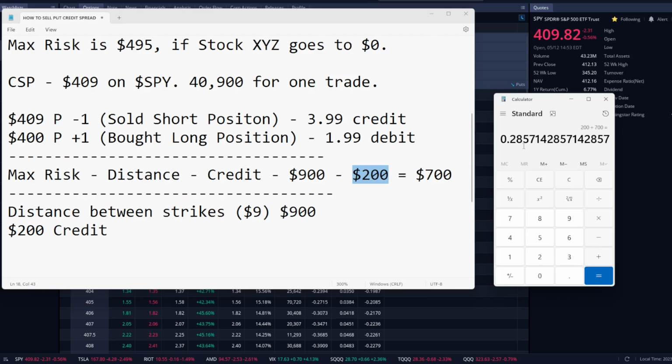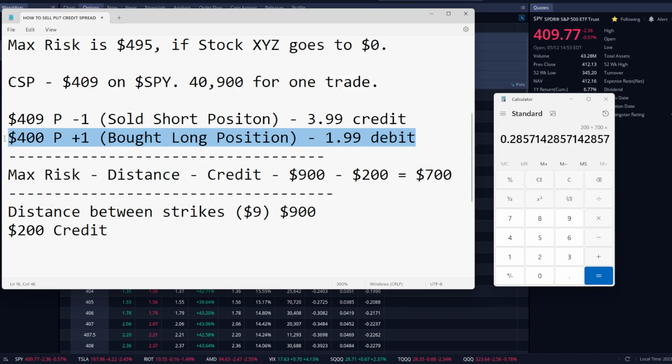So not too bad with the risk to reward ratio. These are obviously made up numbers. I'm going to show you in the app here in a second. But yeah, so theoretically, this should be our max risk, right? $700. And I got that because I calculated the distance between the strikes. So you have a 409 put by 400. So it's $9 times 100, 900. And then our credit was we received a credit of $3.99 and we bought insurance.